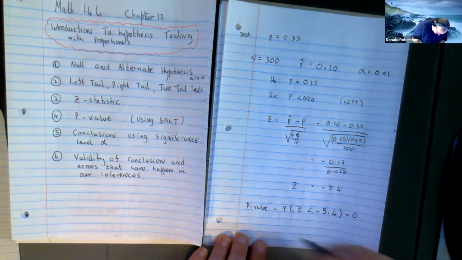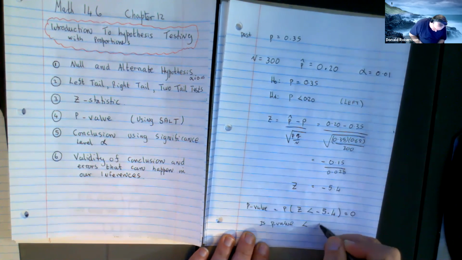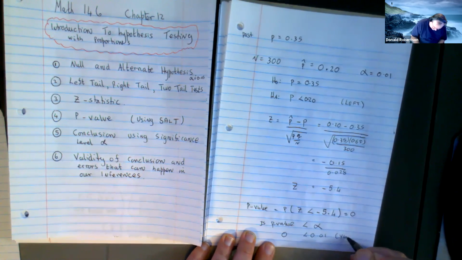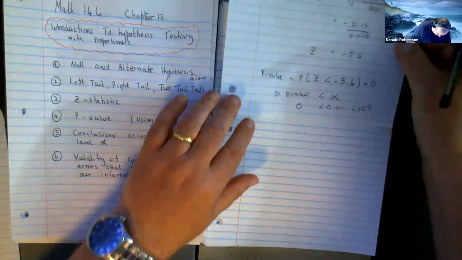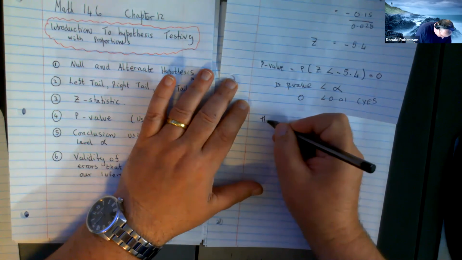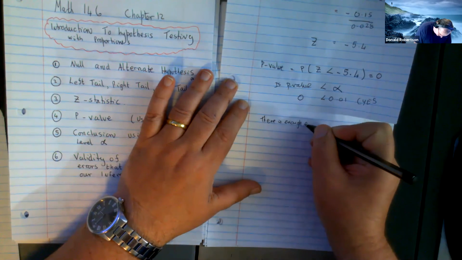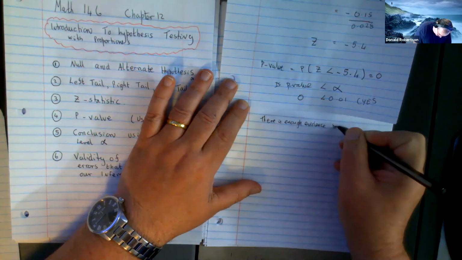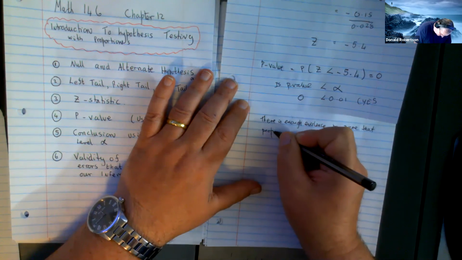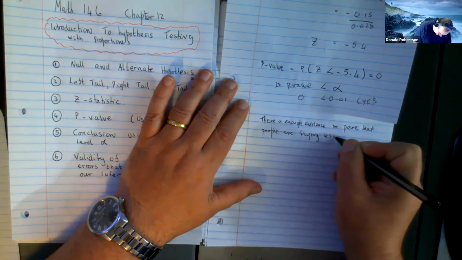Now I can do my test. Is my p-value less than the significance level? Is 0 less than 0.01? And the answer is yes. So I can now say, and this is the fancy way of saying it, well, first the English way, then the fancy. There is enough evidence to prove that people are flying less right now.